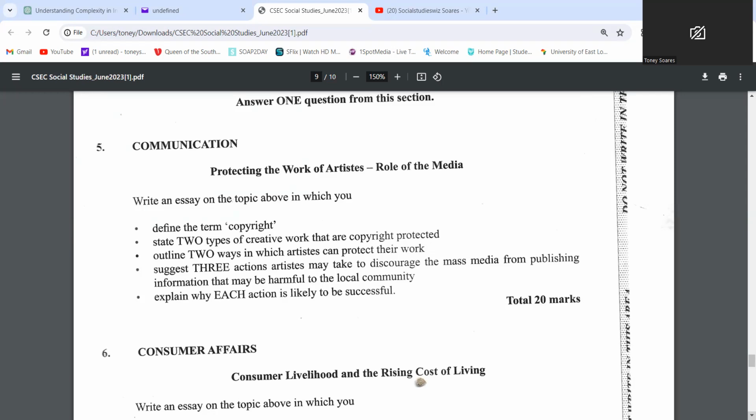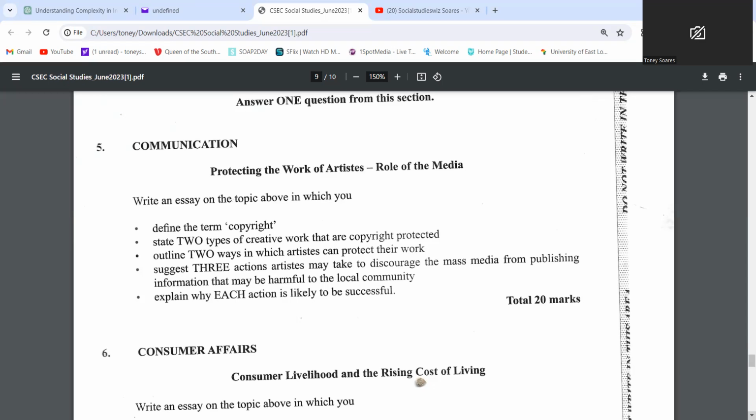All right, so it says define the term copyright. Copyright is a legal concept that grants the creator of an original work exclusive rights to its use and distribution, usually for a limited time, with the intention of enabling the creator to receive compensation for their intellectual effort. But some copyright lasts a lifetime and not just for a period of time.